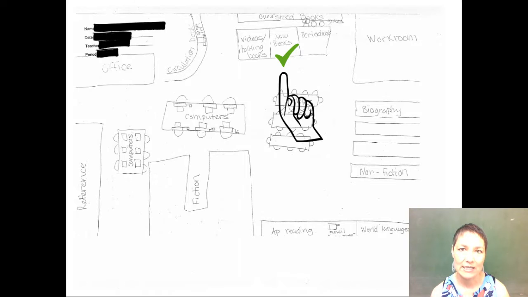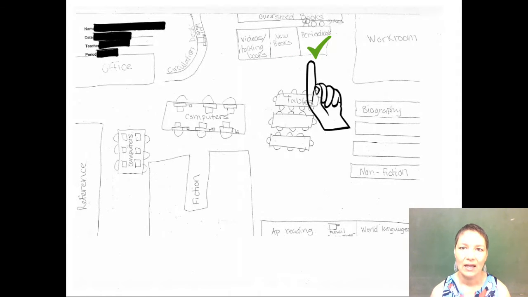And then we have the new book section. If your student labeled the new book section up here in the top central area of the library, please give them a check mark. Next is periodicals. Our magazines are over here to the right of the new books and to the left of where the workroom was. So if they have periodicals, please give them a check mark.